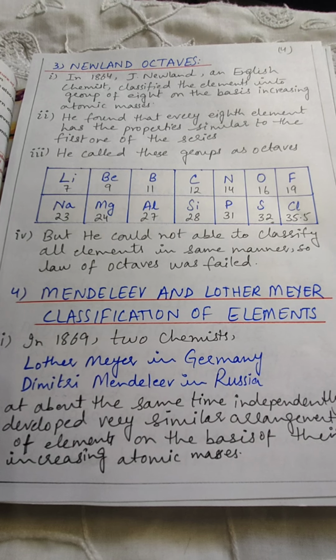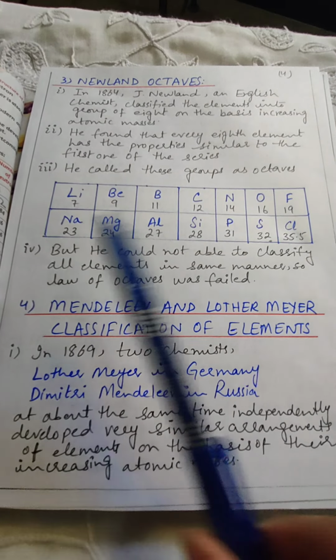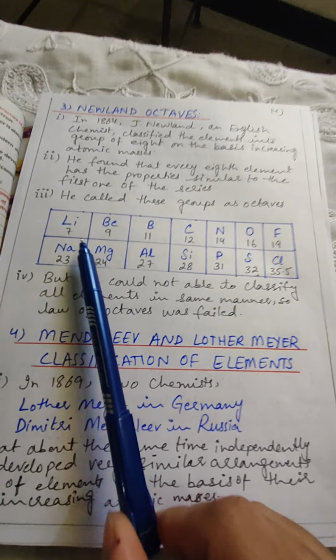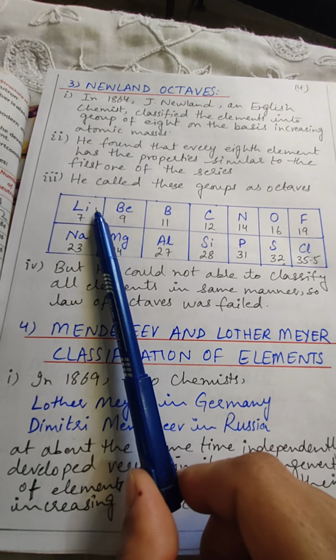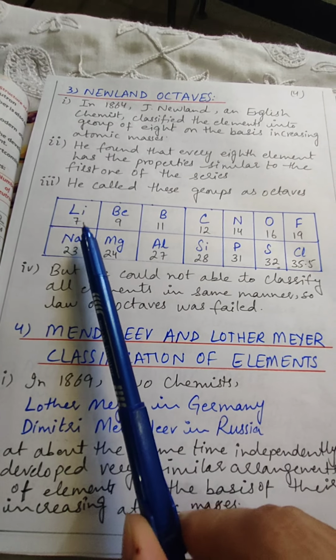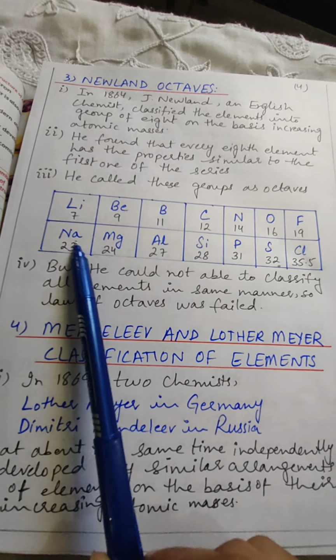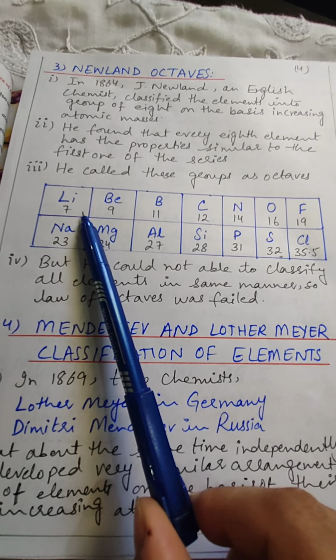So he called these groups octaves, octa representing 8 elements. For example, according to his classification, every 8th element has similar characteristics to the first one. So if we start counting from here, 1 2 3 4 5 6 7 and 8. According to him, the characteristic of sodium resembles lithium.